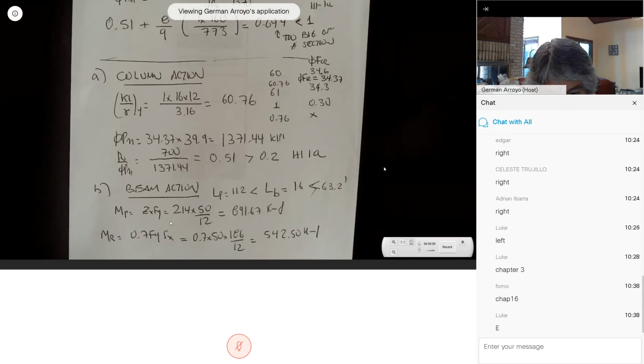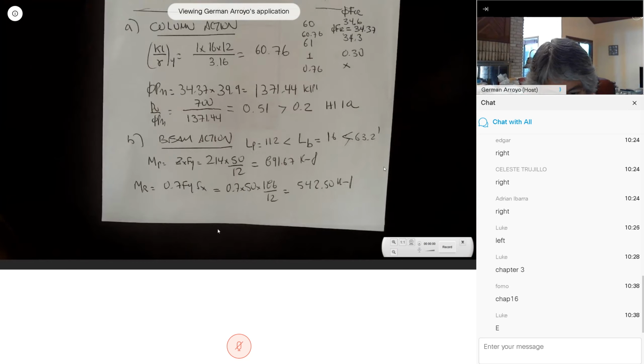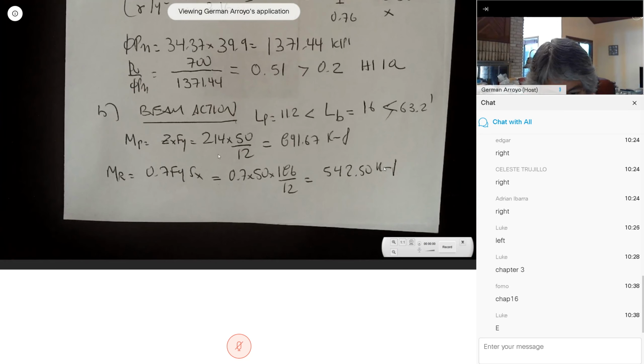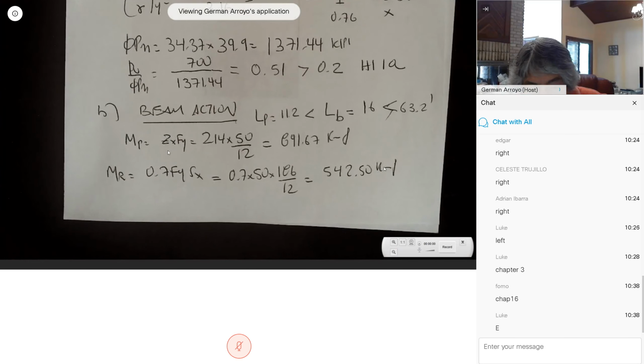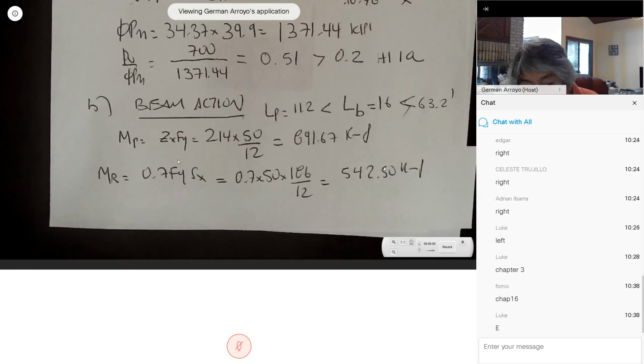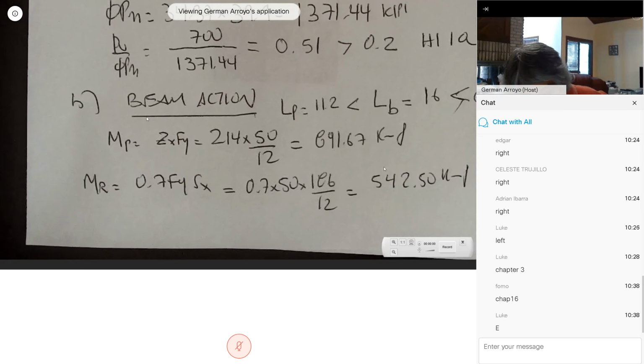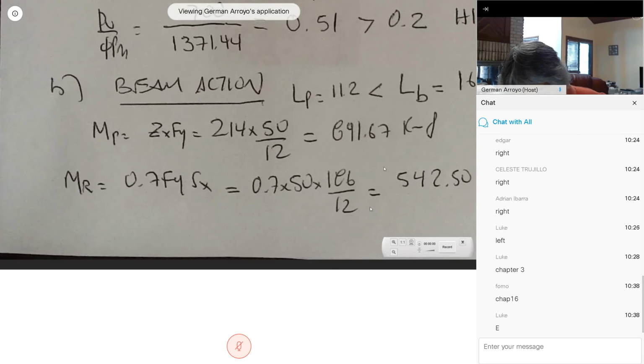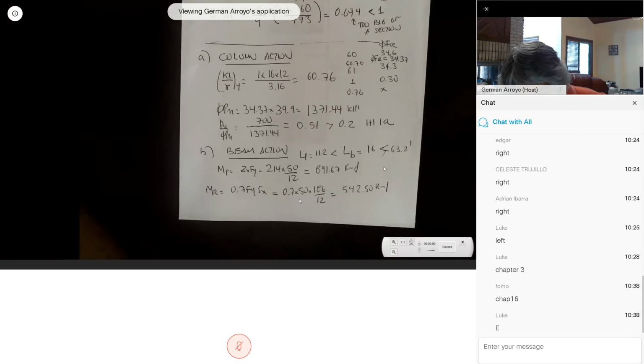If you look here, I have computed Mp and I have computed Mr. But there are certain cases that are not given in chapter 3. We can compute it because we know how to. The plastic modulus times Fy, but we have to divide it by 12. And 0.7 Fy times Sx, the property of the cross-section, but we need to divide it by 12. When we find the value, we also need to check local buckling. I haven't done it.